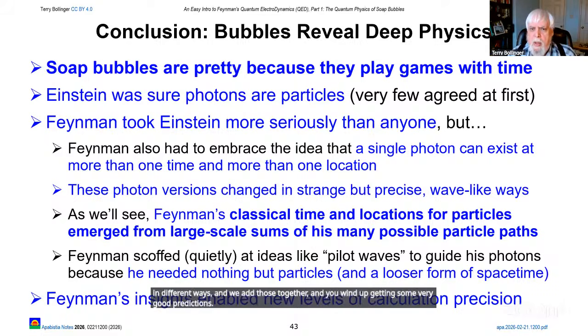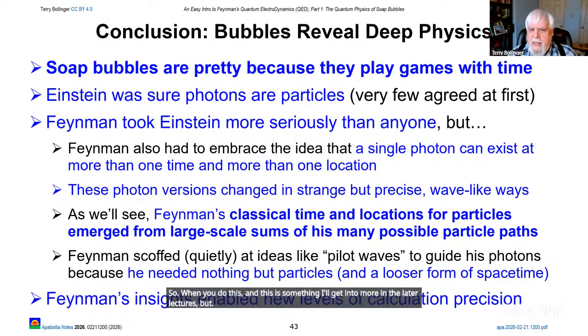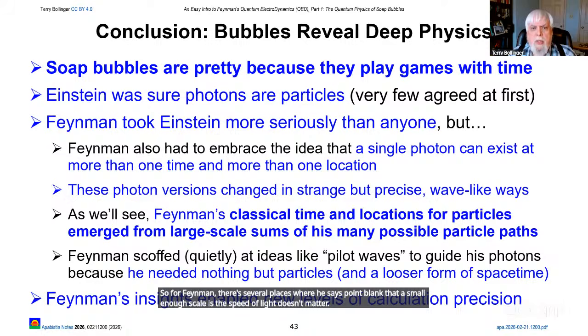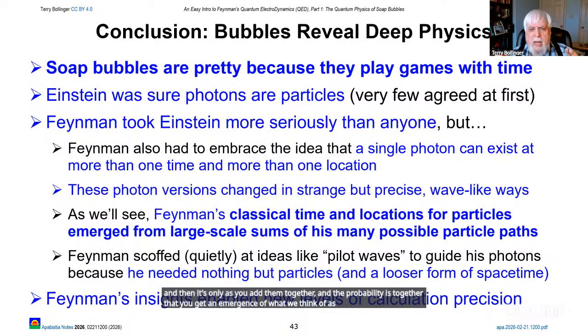So when you do this, and this is something I'll get into more in the later lectures, Feynman played enough games with classical time and location that he was very casual about saying that you don't get speed of light until you add a bunch of these probabilities together. So for Feynman, there's several places where he says point blank that at small enough scales, the speed of light doesn't matter. And then it's only as you add them together and the probabilities together that you get an emergence of what we think of as classical time and classical space.